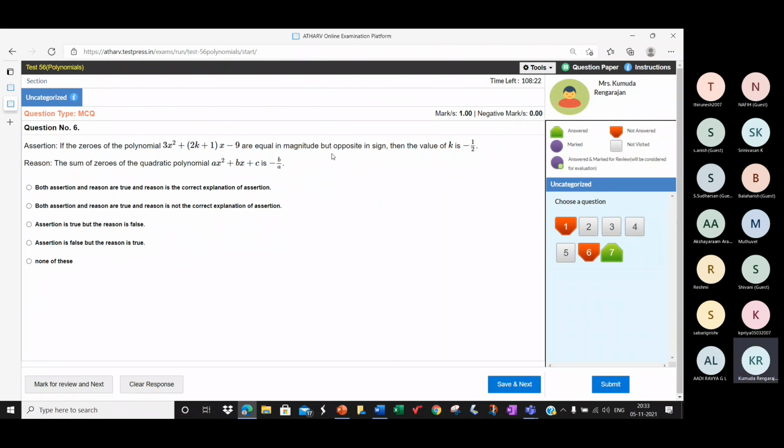So to solve the above situation, that is, given a quadratic polynomial with zeros opposite in sign but equal in magnitude, we use the rule that alpha plus beta is equal to minus b by a, and to find the value of k. To find the value of k, we said let the zeros be alpha and minus alpha. The sum of the zeros is 0. That is, minus b by a is 0.